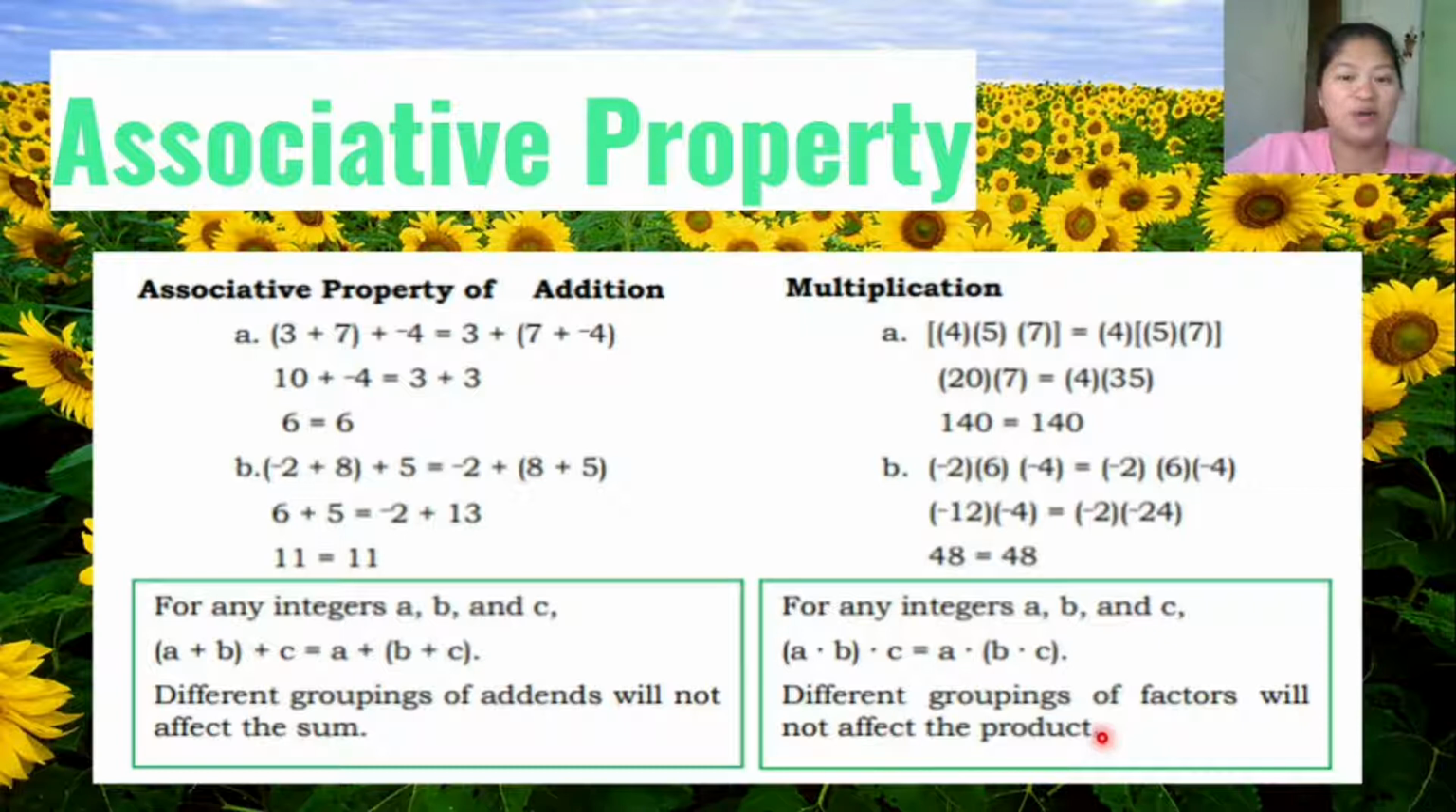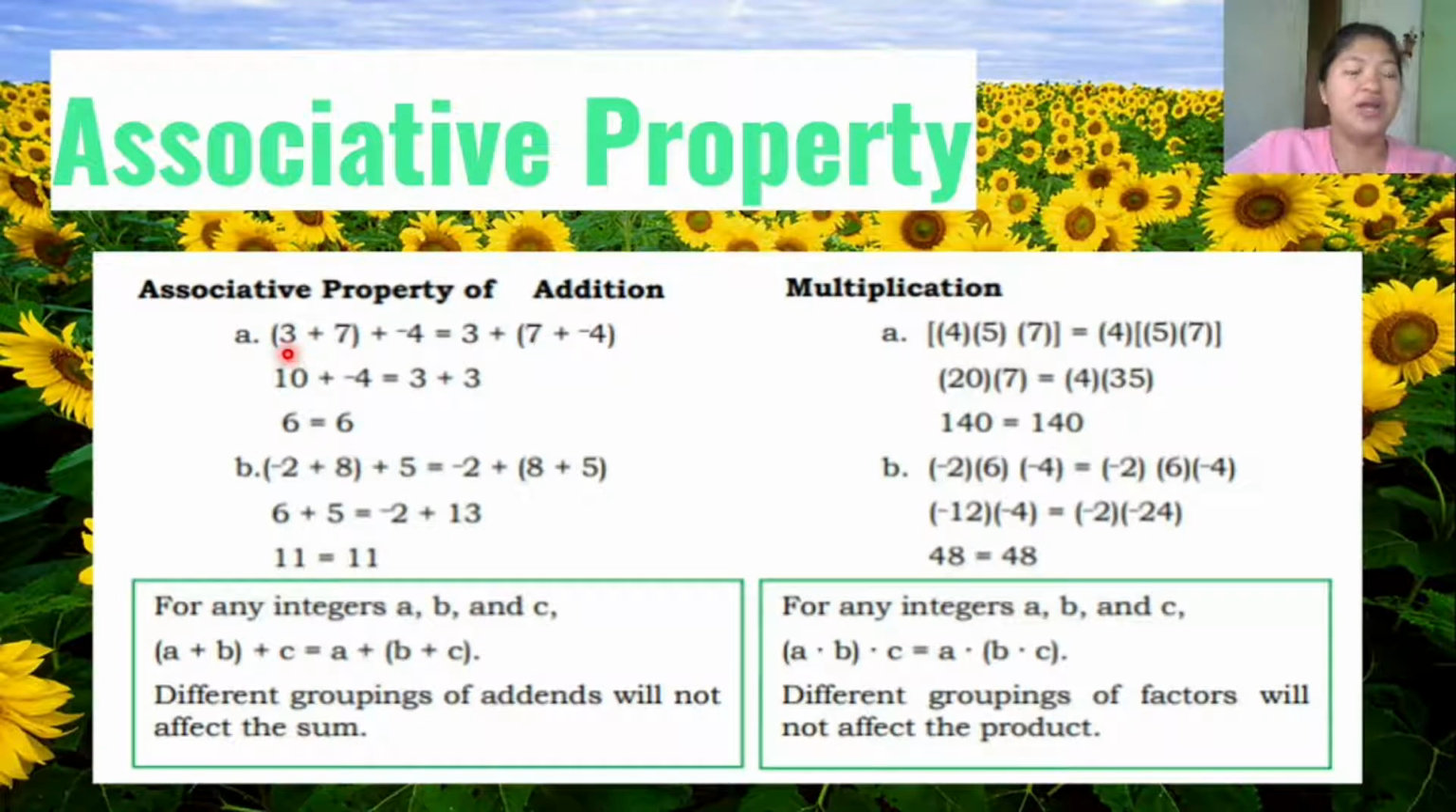So para po mas maunawaan, ito po yung ating example. For example number 1, given po tayo ng 3, 7, and negative 4. Dito po sa left side natin, magka-group po si 3 and 7. Sa kabila naman po, ang naging magka-group si 7 plus negative 4. So let us check kung hindi po magbabago ang answer.